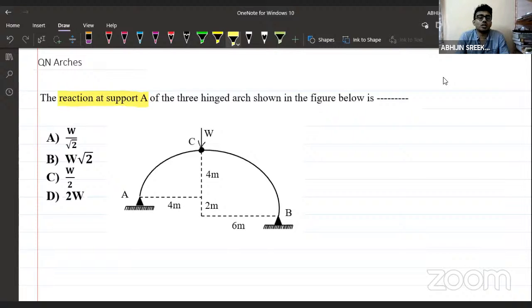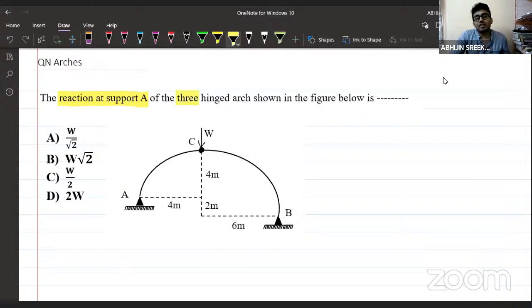When we simply ask you the reaction at support A, that's a point where you make the mistake. You have to calculate the resultant reaction, not the vertical reaction, not the horizontal reaction. Of course, you have to calculate both to get the resultant reaction. Vikash and Kushbu, that is the mistake you have made. When you are asked to calculate the reaction simply at a support, you have to calculate the resultant reaction, not simply the vertical or the horizontal reaction.